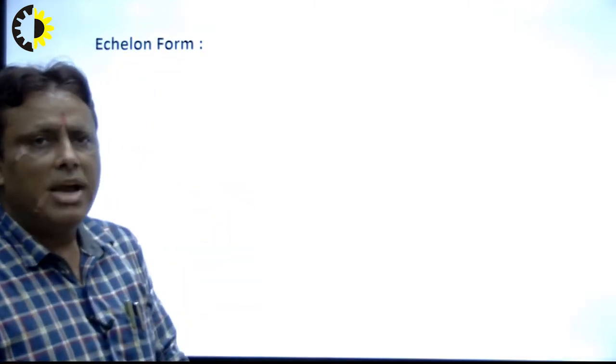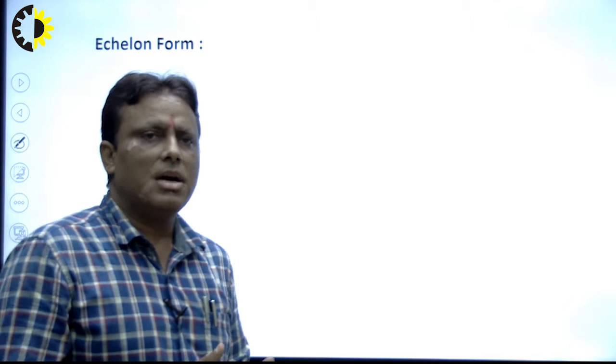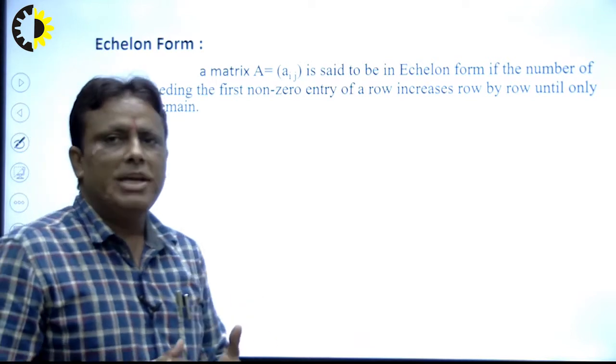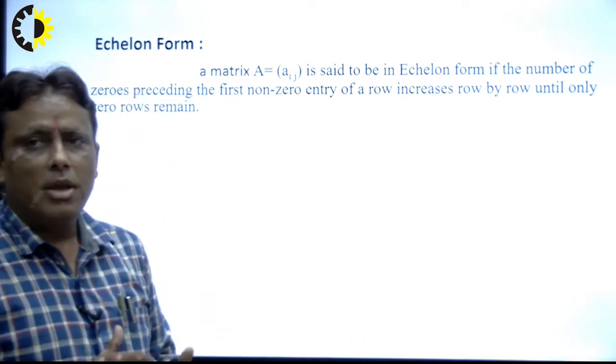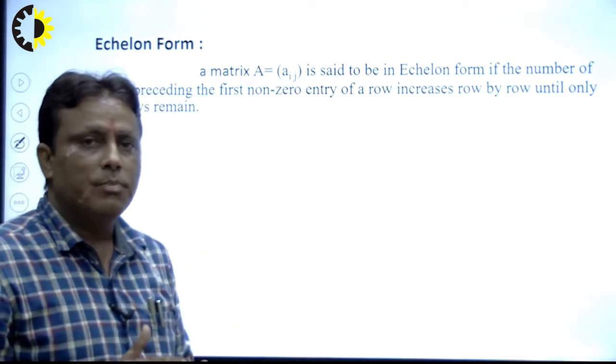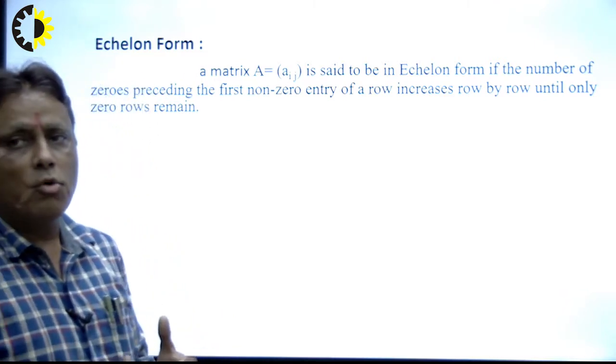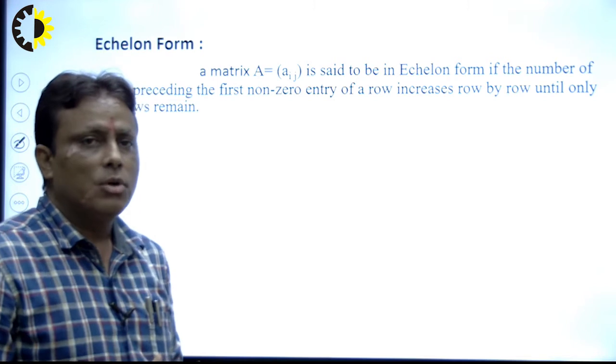Suppose we have another problem on the rank of the matrix. Suppose we have another form, the echelon form. In the previous lecture I explained what the echelon form is. So what is the echelon form? A matrix is said to be in echelon form if the number of zeros preceding the non-zero element of a row increases row by row until only zero rows remain.